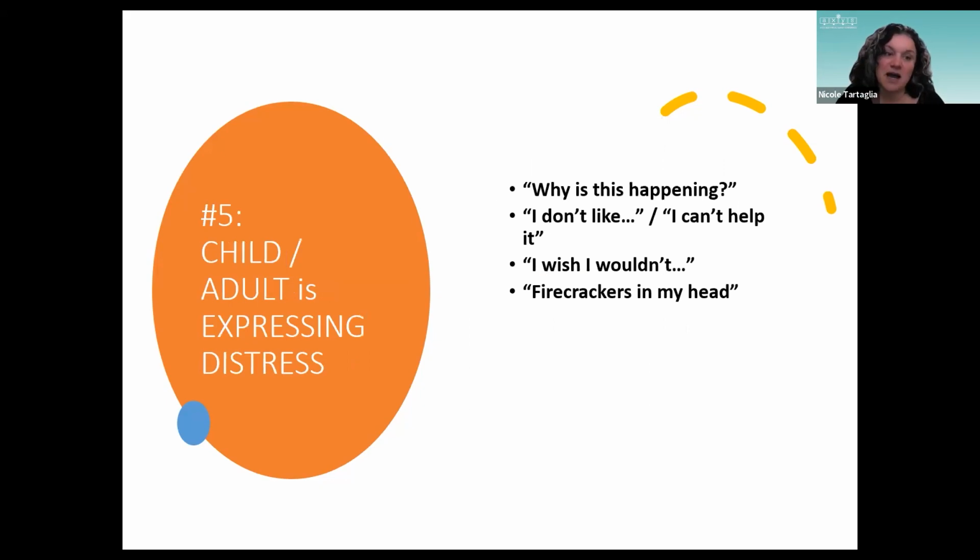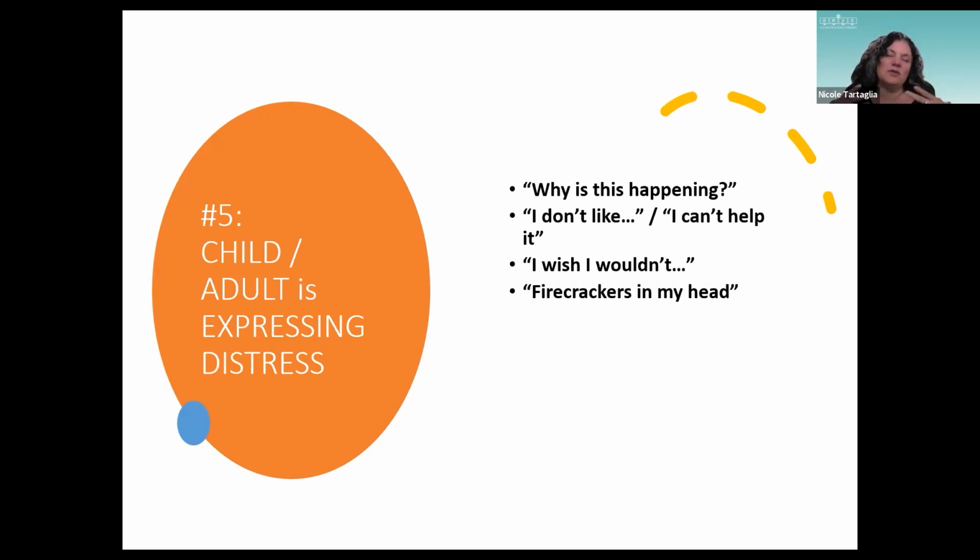And then finally, number 5 is when the child, adolescent, or adult is expressing distress themselves about the situation. Why is this happening to me? I don't like that I have firecrackers in my head. I can't help it when I do that. I really try not to. I wish I wouldn't cry all the time. I wish I wouldn't have done that, or I wish I could be able to do that. I really want to do this, but I can't because of anxiety, or some other withdrawal type of challenge.